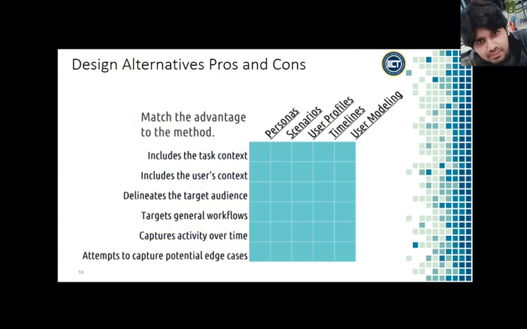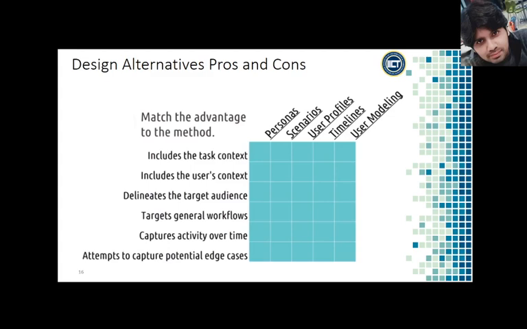Now, design alternatives are not without their respective pros and cons. So in this video, we have covered several different ways of developing design alternatives, and we'll go through each of their pros and cons separately.